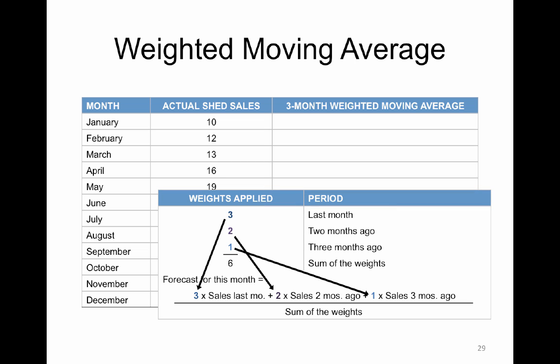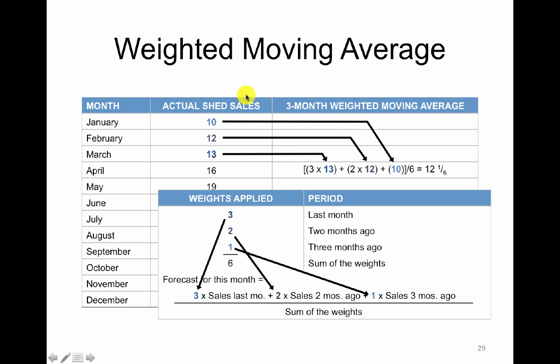So here I'm going to show an example with the weights. And so you're going to apply in this example a weight of 3 for the last month because that's most current, and so you think that that should have the highest weight. And then 2 months ago we'll get a weight of 2, and then 3 months ago we'll get a weight of 1. Then you sum those up.